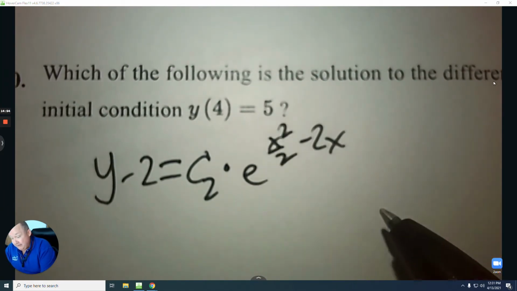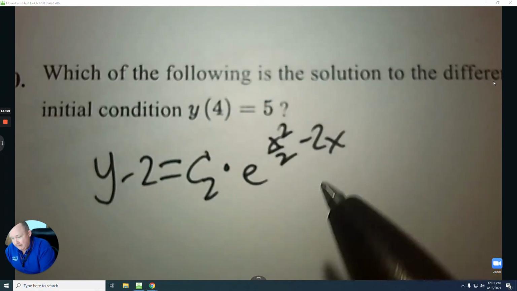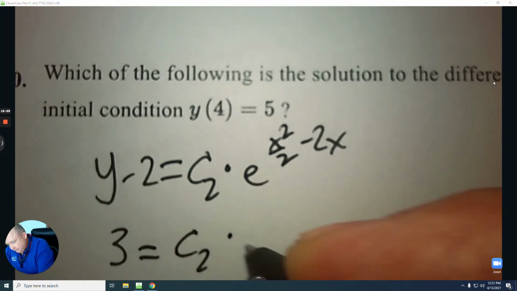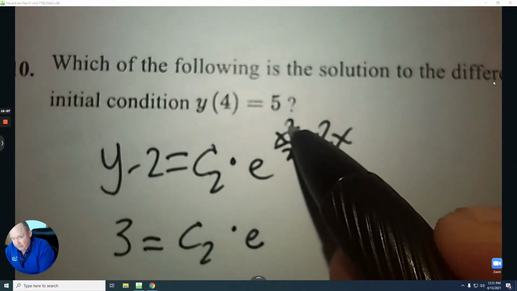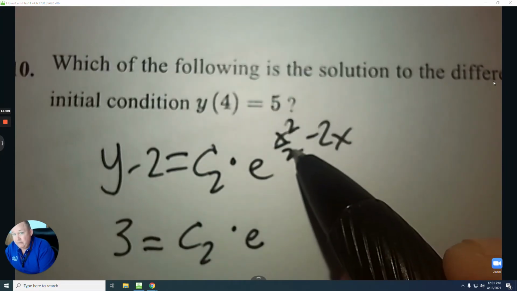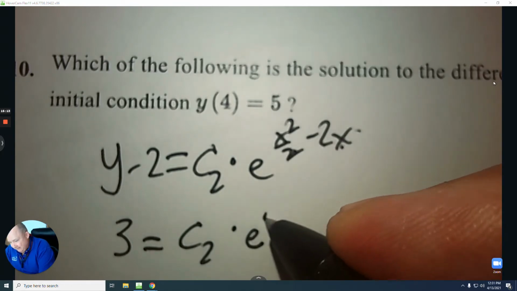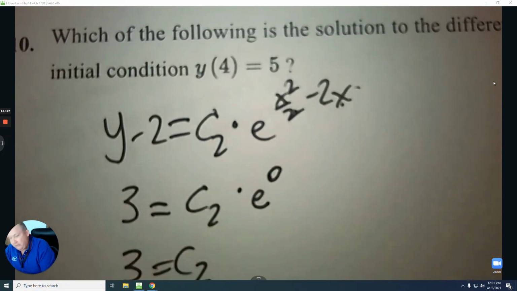I'm now going to plug in to find what the constant is. So I'm going to plug in 4 for x and 5 for y. If I plug in 5 for y, that's 3. If I plug in 4 for x, that's 4 squared, that's 16 divided by 2, that's 8. 2 times 4 is 8. Take away 8. That's e to the 0, which is 1. So c2 is just, or that constant is equal to 3.